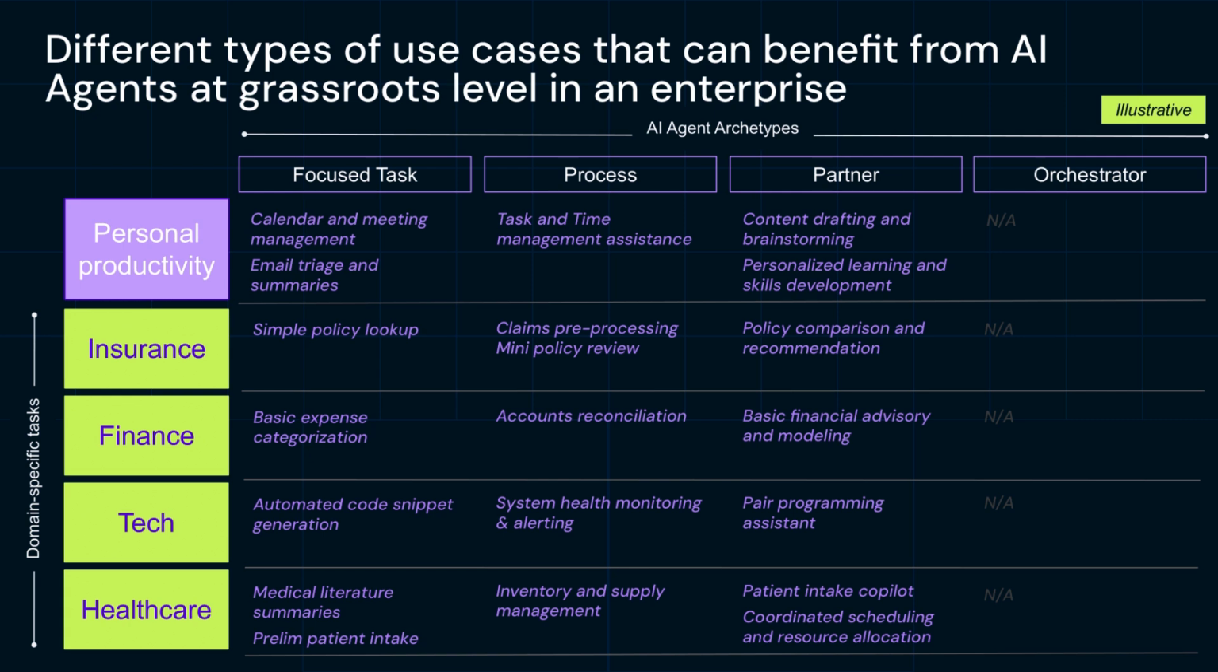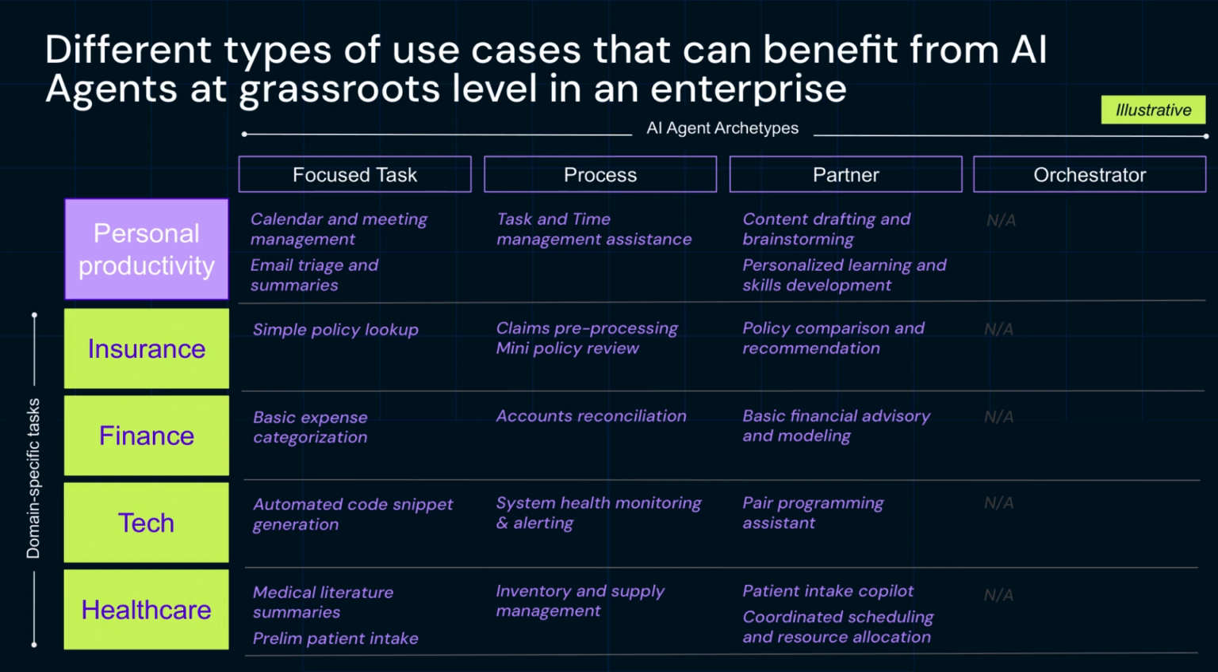One of the use cases for focus task would be a simple policy lookup, which is quick retrieval of policy details, ensuring that frontline staff have up-to-date info. A use case under process agent would be claims pre-processing, which automates data extraction, classification of incoming claims, and routes them for final review.